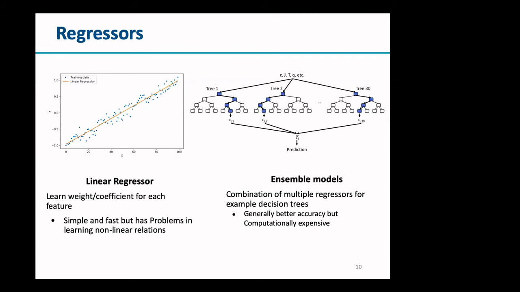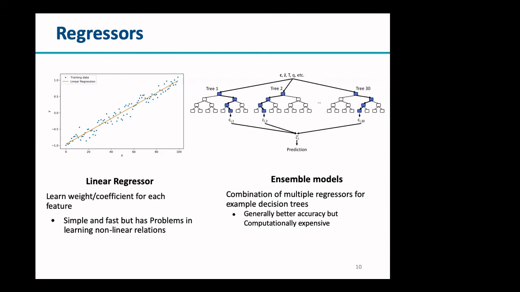It is simple and fast, but the problem is that in most data analysis, there is not any linear relationship between the features and the prediction value. Most of them have a non-linear relationship, and the linear regressor cannot model this relationship as well as a non-linear one.